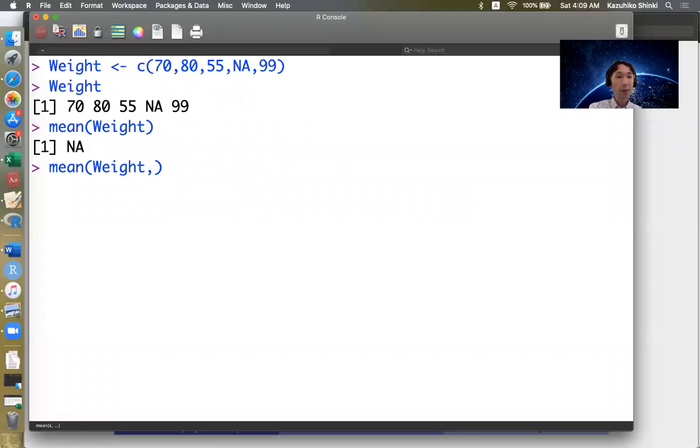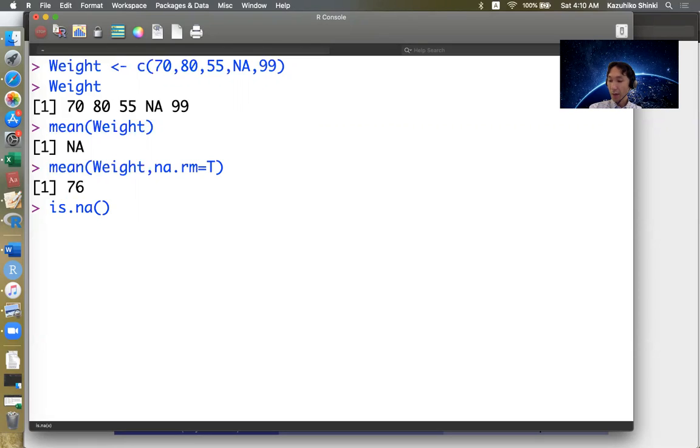That job can be done by specifying na.rm, the remove NA option, equals TRUE. Then we get 76. This is the sample mean of 70, 80, 55, and 99. So basically, the mean function can automatically remove NAs if we put this option. But how to do this manually? The key is the function is.na.